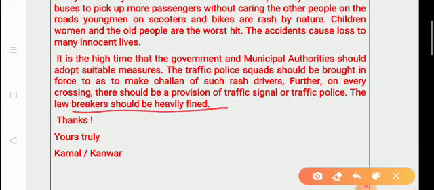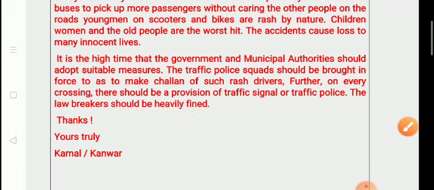So this is the way you write a letter to editor. You give your opinion also, and thanks, yours truly. This is complimentary close. You write your name at the end. So I hope that you have understood how to write a letter to the editor. You should know the format, its body part, the division into paragraphs, proper indenting and use of punctuation marks. Thank you and have a nice day.